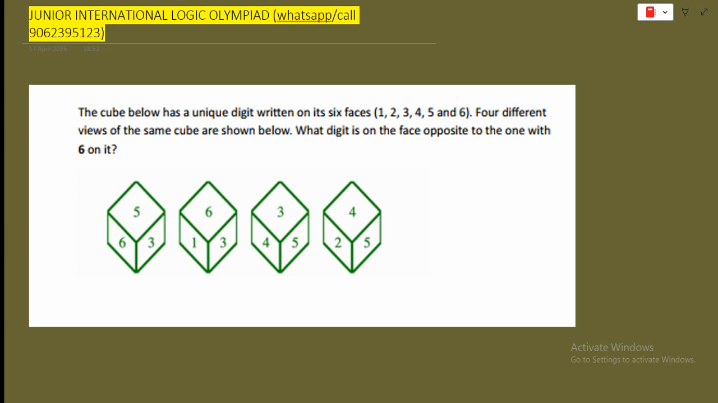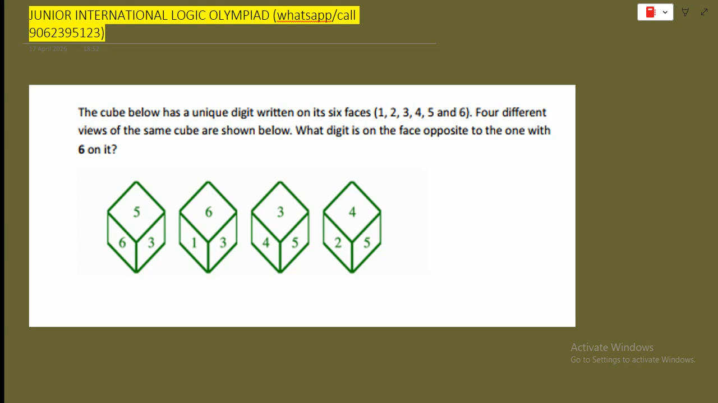Okay, students, today's problem comes from the Junior International Logic Olympiad, JILO, a competition where your brain gets more exercise than your legs during the sports day. So JILO questions are not about formulas. They are about thinking like Sherlock Holmes with a math notebook. And today we have a cube. Not just any cube, a cube with attitude.